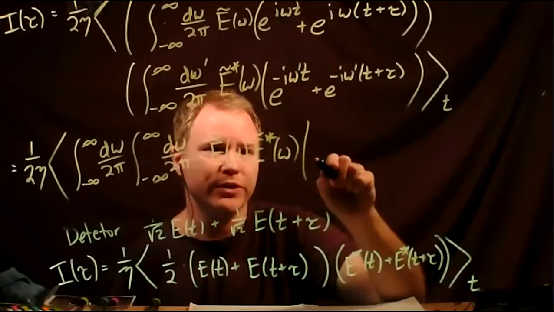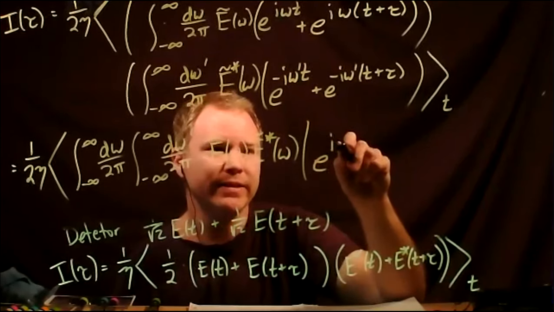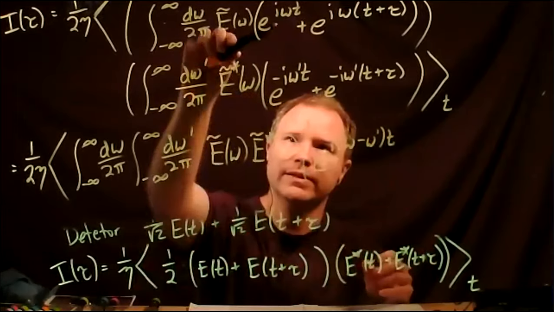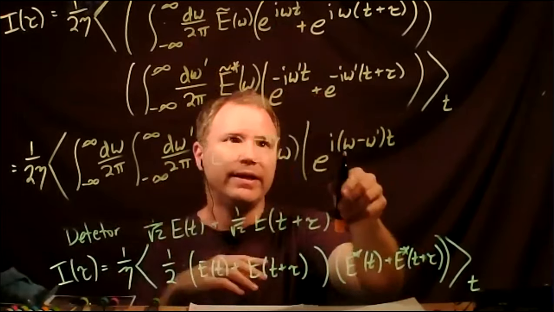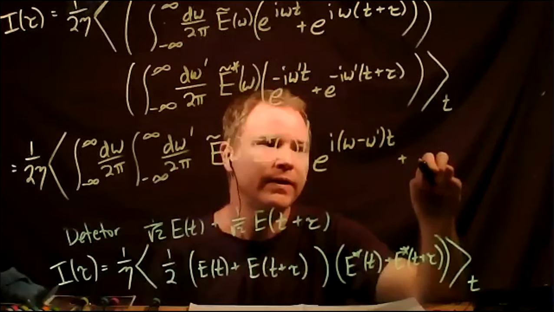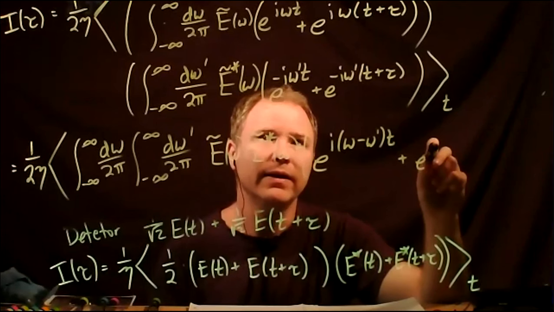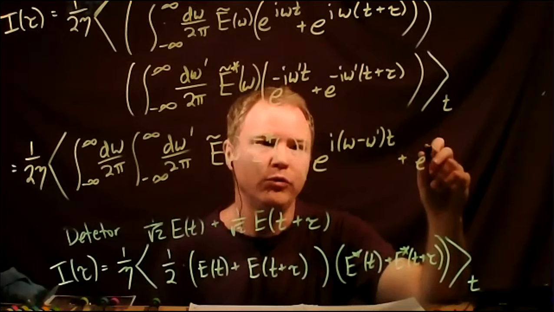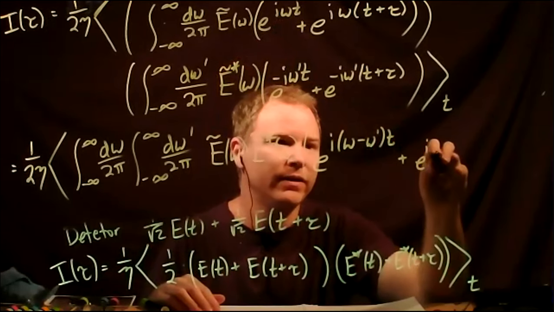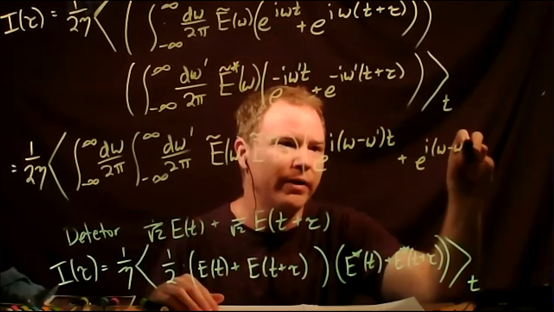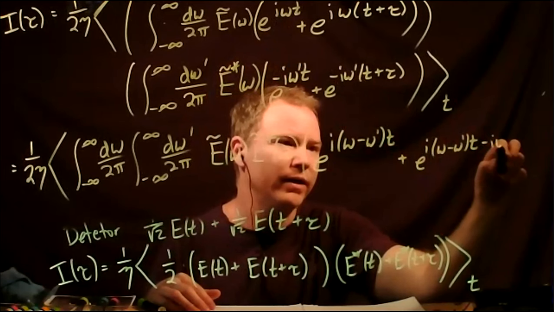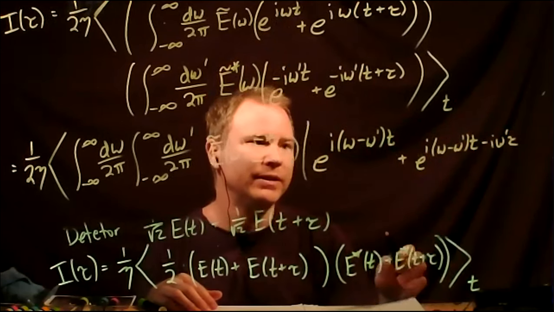So the first term is just e to the i, let me write this as (omega minus omega prime) t. All right, so e to the i omega t minus i omega prime t is this. Then we get the cross term this way. So plus e to the, let me group the t's and keep the tau separately. So this is i (omega minus omega prime) t, that's this term and that term, minus i omega prime tau.